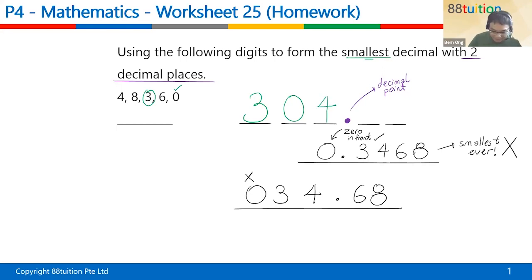At every place, there must be a value to it. This 0 down here has no value. Can you see? No value. So you cannot start off with a 0.